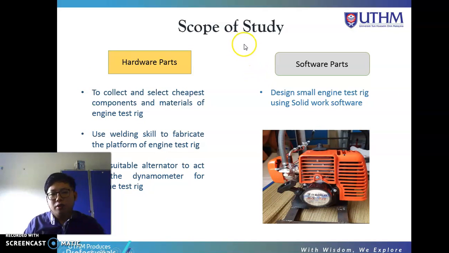The scope of study is in two parts, which are hardware parts and software parts. For hardware parts, first, to collect and select the cheapest components and materials of the engine test rig. Second, use welding skill to fabricate the platform of the engine test rig. Third, use a suitable alternator to act as the dynamometer for the engine test rig. For the software parts, design the small engine test rig using SolidWorks software.